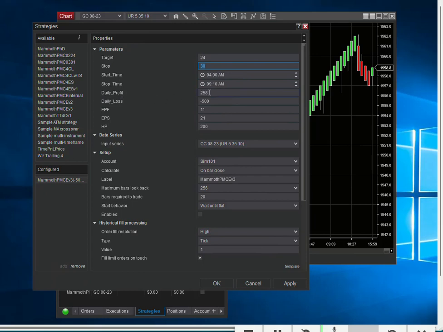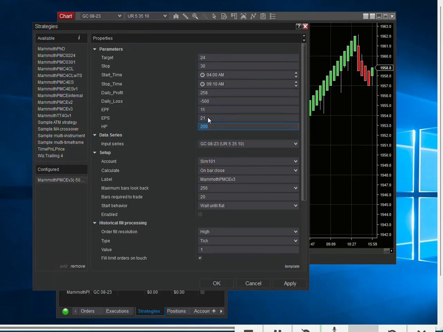The daily profit you can set at 250 and daily loss is 500. And you just leave these settings here as it is. It's EPF, and the EPS is 11 to 21 and HP is 200. That's important. Don't change this.